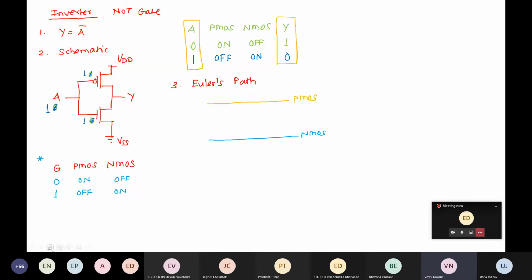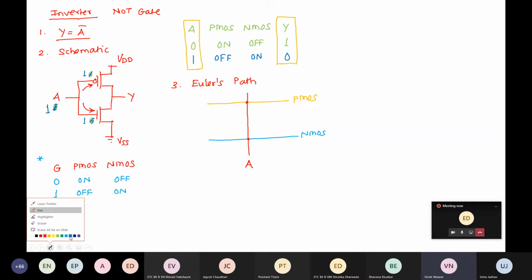Okay, how many inputs do we have? By looking at the equation, there is only one input, so we will draw one input and name it A. Why did I do this? Because PMOS has a gate terminal and NMOS also has a gate terminal, and this is A, which is connected to the gate terminal of PMOS as well as the gate terminal of NMOS. So this is your A as a gate terminal.